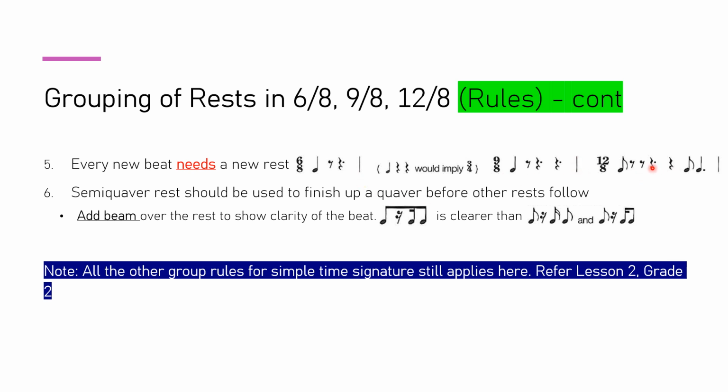And the other examples also go the same way. For example, here you have a crochet, then this quaver rest completes it, and then before you now go into a new beat, which is a dotted crochet. So you have to complete a beat with rests before you now start a new beat. That's what I'm trying to say.